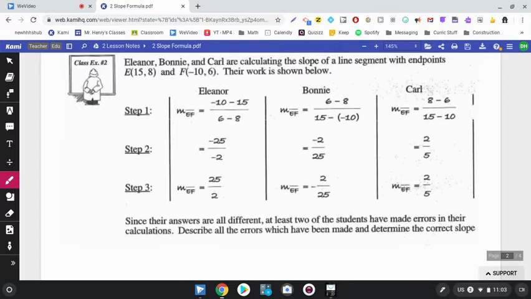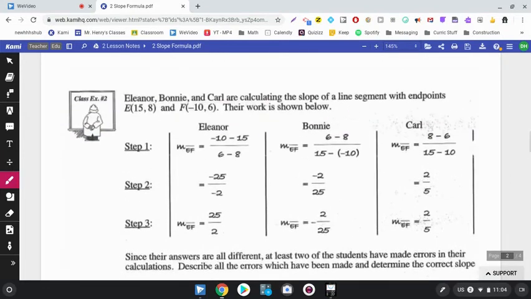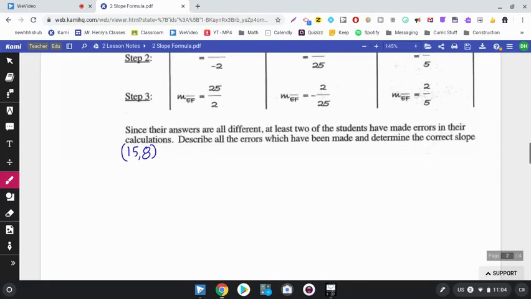Okay, I'm going to start this backwards actually. What I'm going to do is find the slope first myself, and then I'll go in and try to find the errors. So I'm going to write those points down again. It was (15, 8) and (-10, 6). Okay, and I'm going to label.